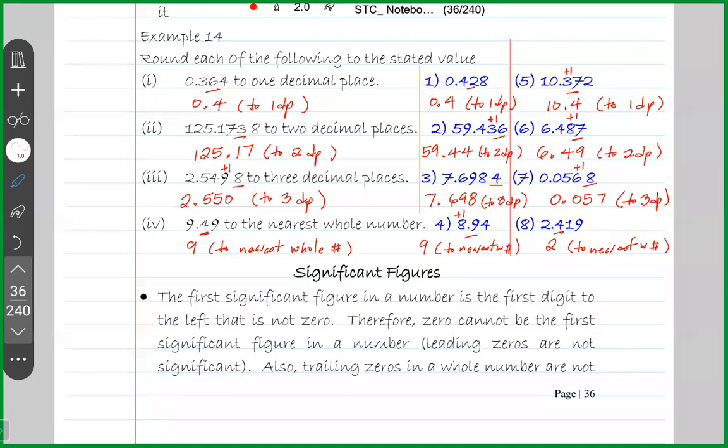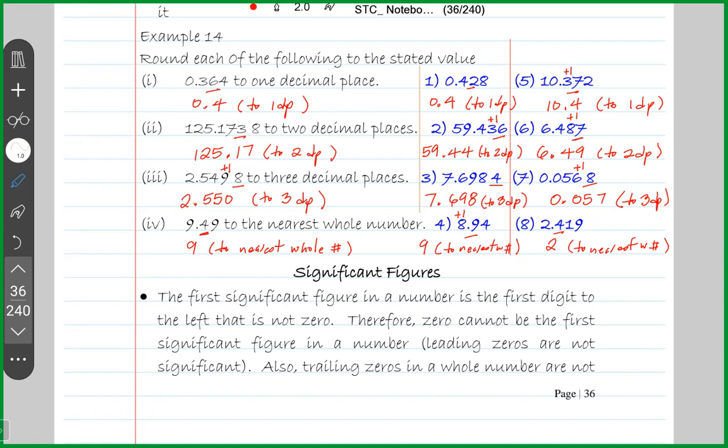All right, so next we're going to look at significant figures. Now, the first significant figure in a number is the first digit to the left that is not zero. So this means that zero cannot be the first significant figure in a number. In other words, leading zeros are not significant. We'll get into this.